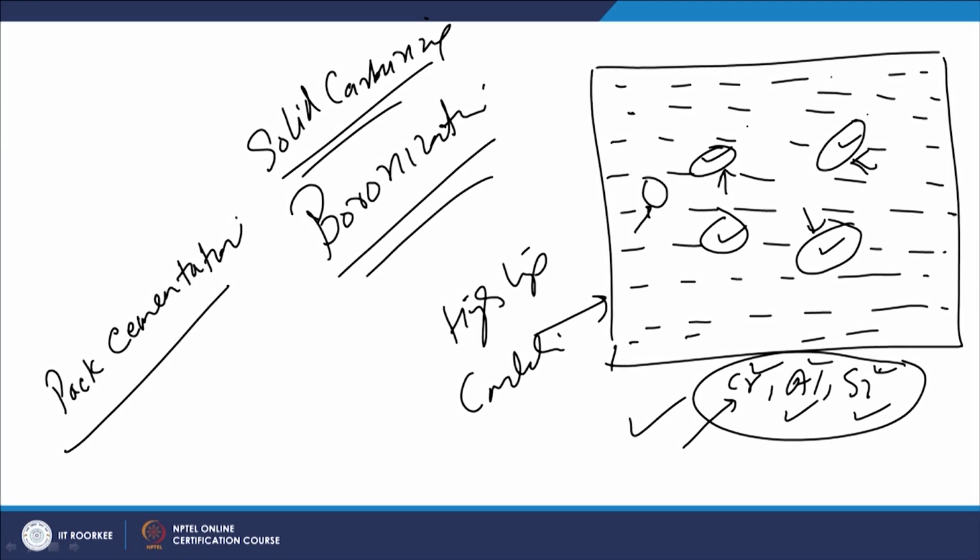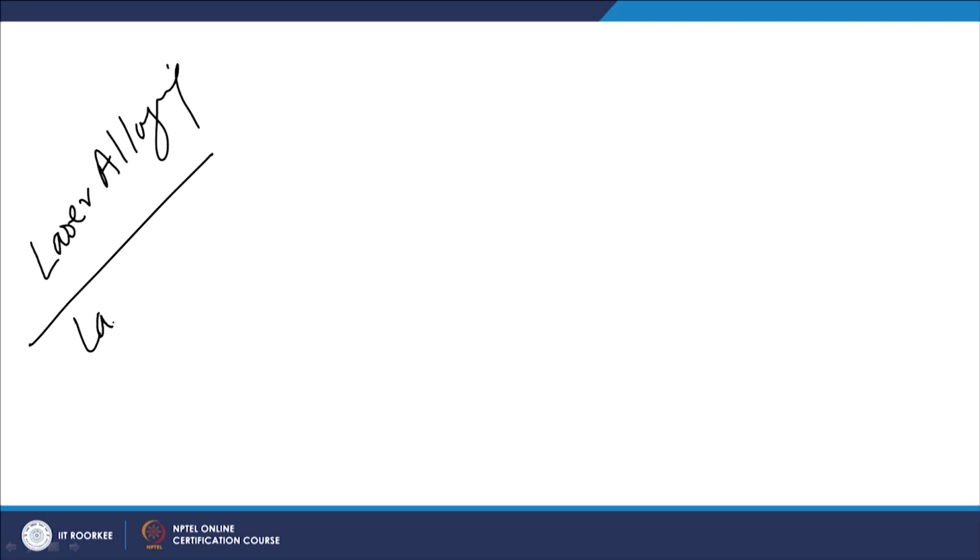Now, we will be talking about two processes based on this approach. One is laser alloying and another is laser assisted nitriding.